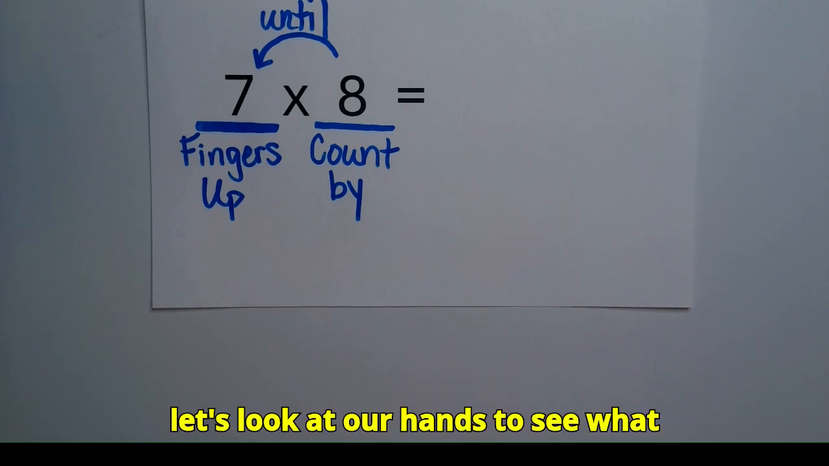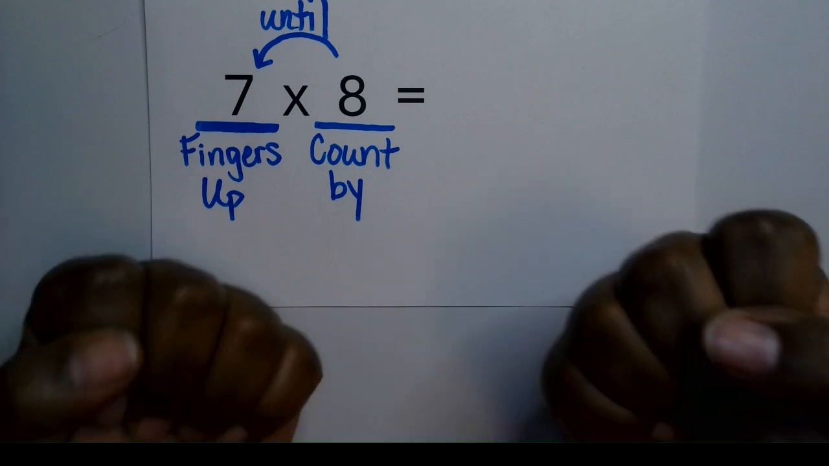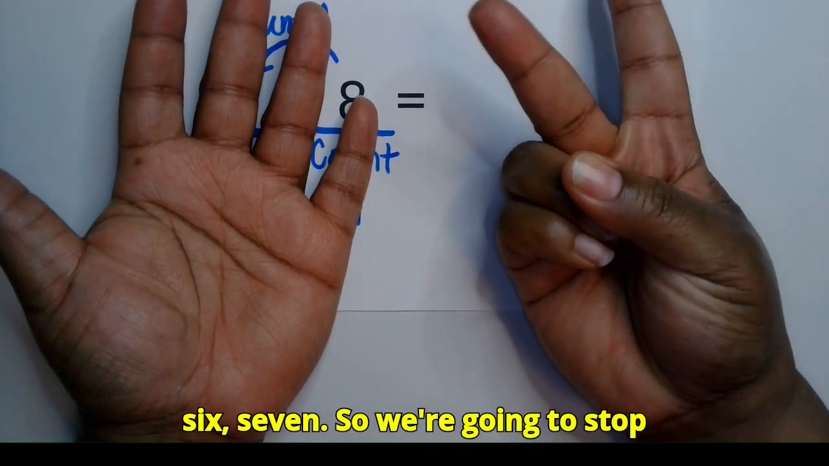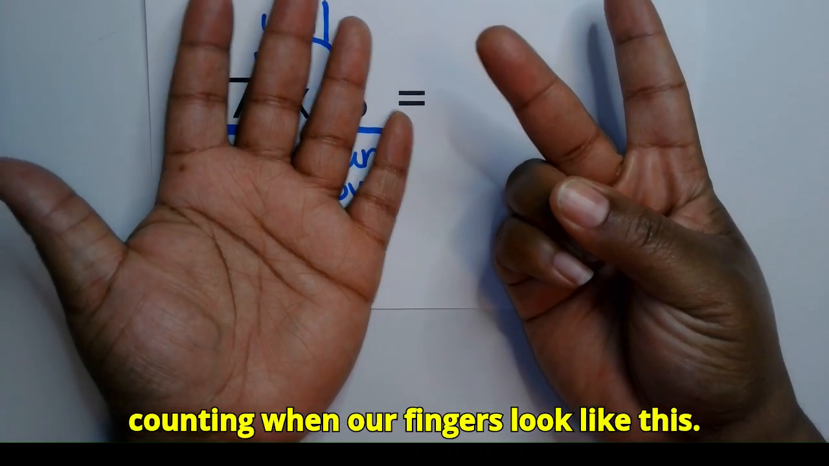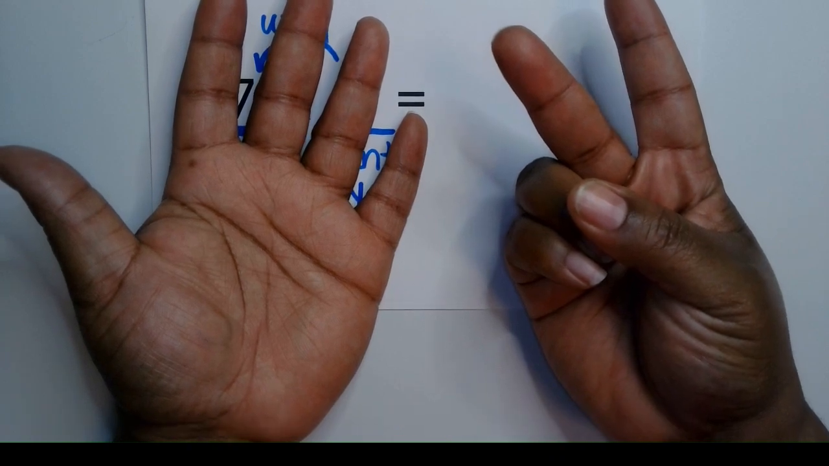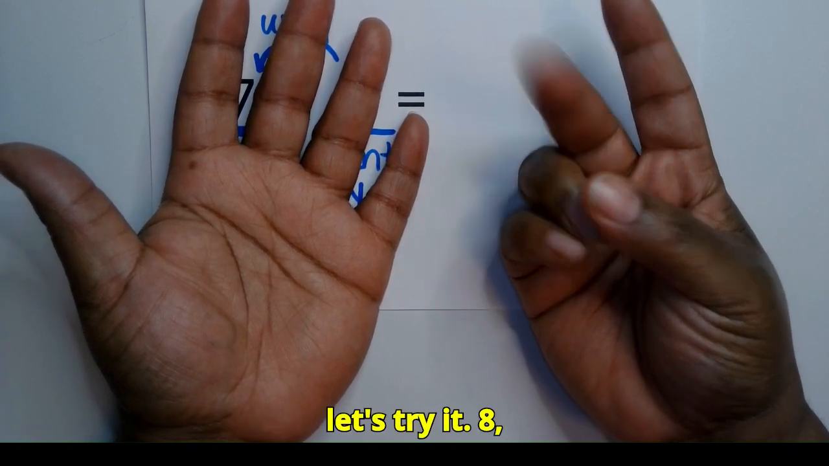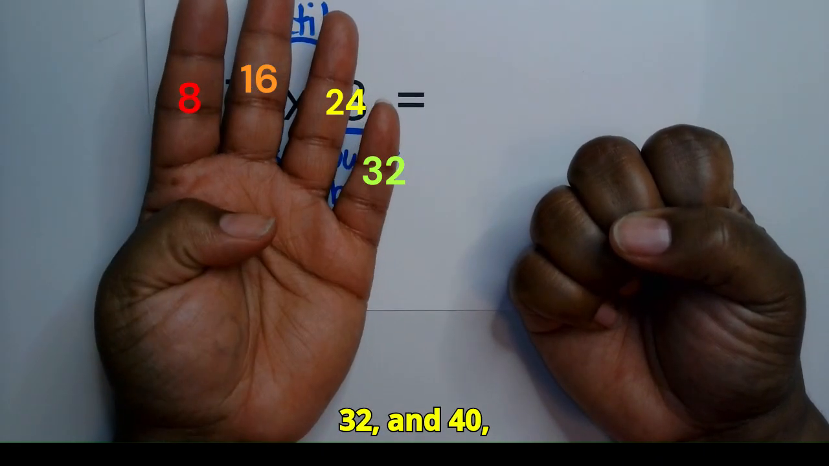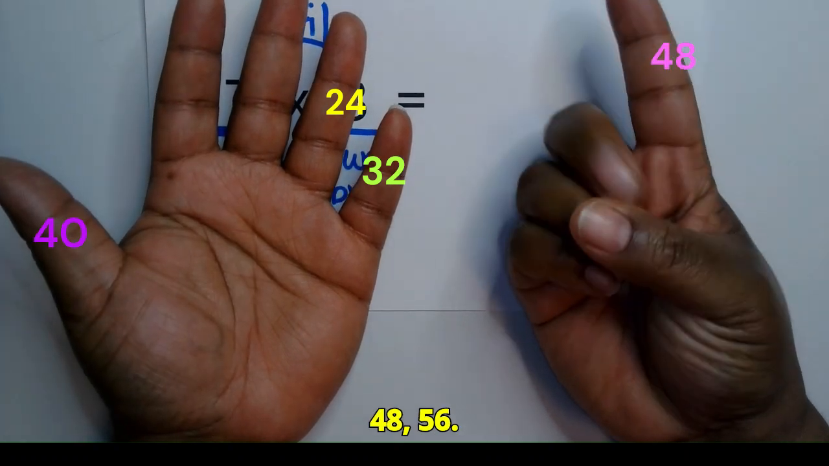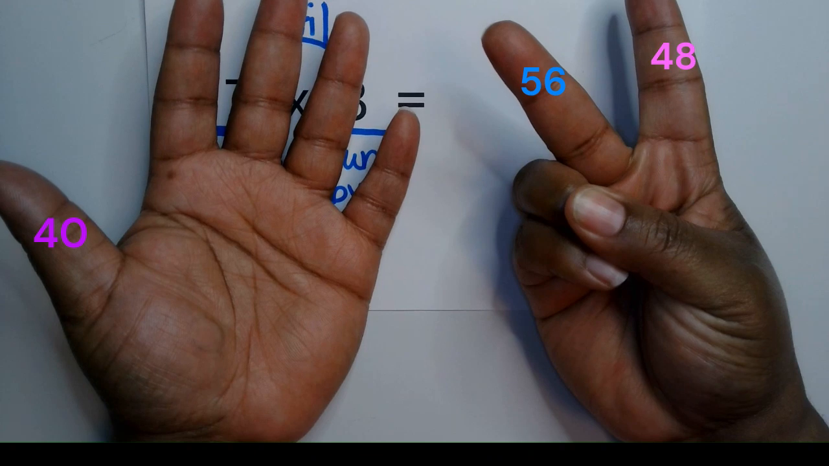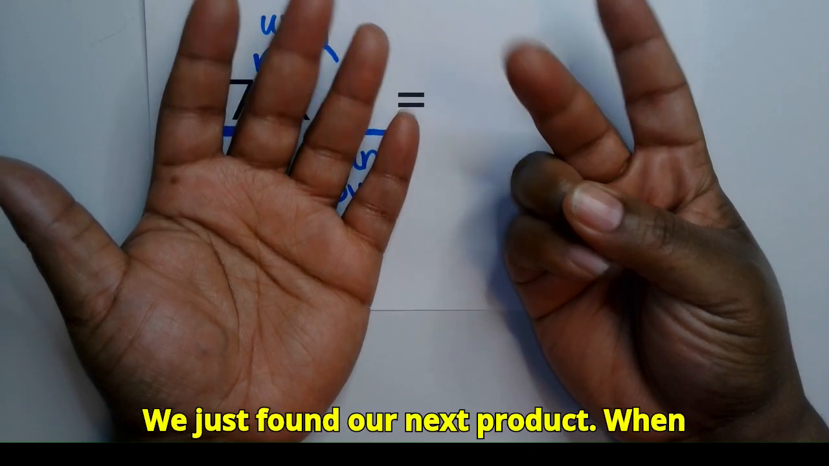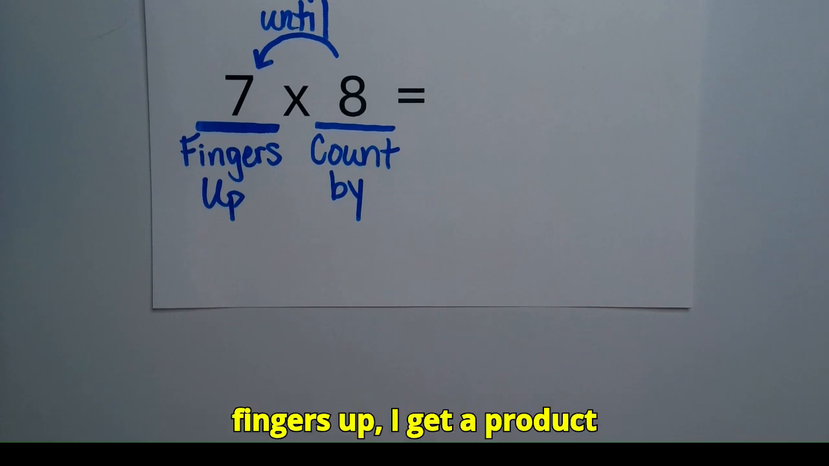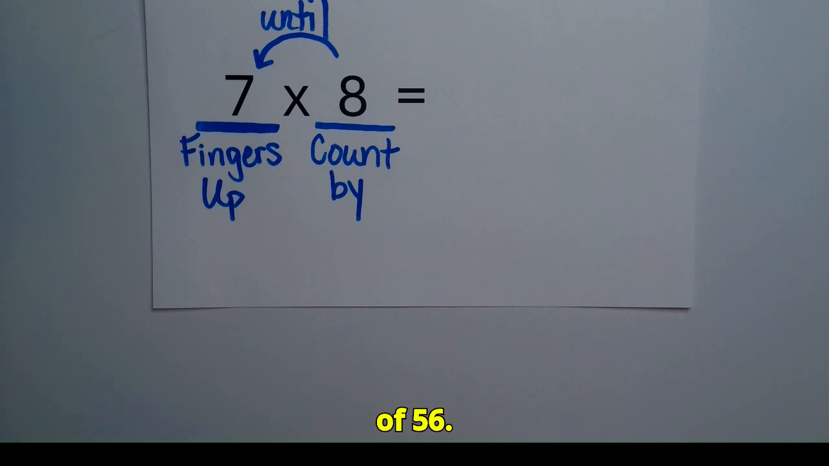Let's look at our hands to see what 7 looks like. 1, 2, 3, 4, 5, 6, 7. So we're going to stop counting when our fingers look like this. Remember, we're counting by 8, so let's try it. 8, 16, 24, 32, and 40, 48, 56. We just found our next product. When I count by 8s until I have 7 fingers up, I get a product of 56.